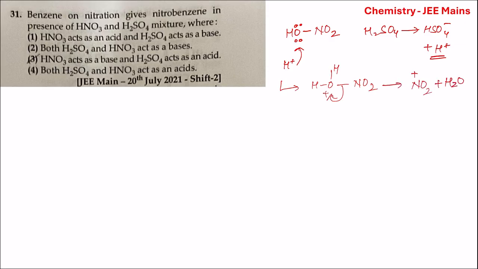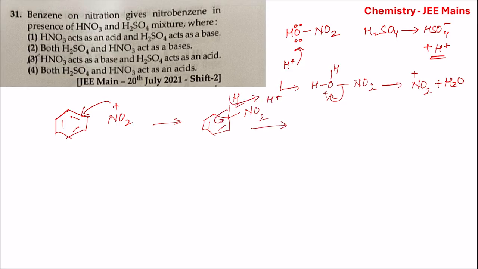Now this electrophile will attack the pi electrons of the benzene ring and the NO2 group will form a bond with carbon of the benzene ring, and this hydrogen which is bonded to the carbon of the benzene ring will be removed as H plus ion. Sigma electrons will shift to form the pi bond in the benzene ring and we get nitrobenzene.